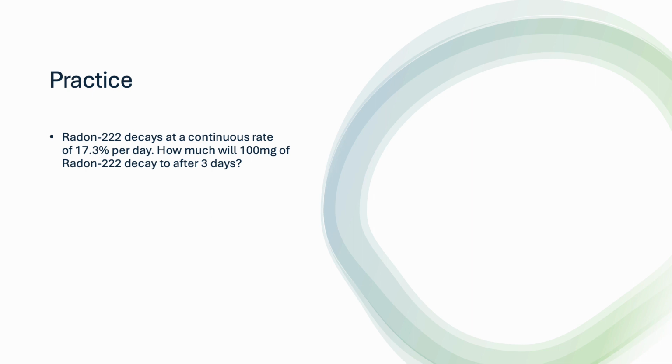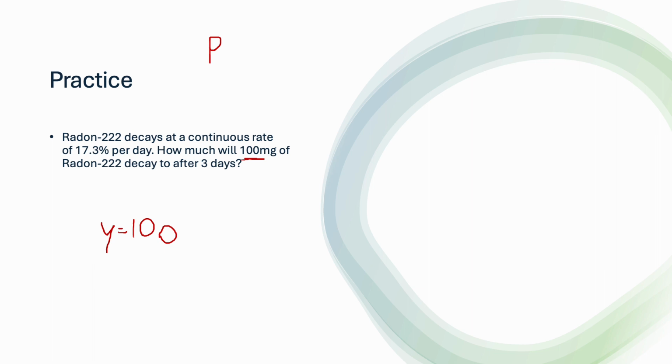Radon 222 decays at a continuous rate of 17.3% per day. How much will 100 milligrams of radon 222 decay after 3 days? So this is asking us to make an equation first of all. So let's get our variables. What's our P? What's our starting value? Well, they already say we start with 100 milligrams. So our P is going to be 100.